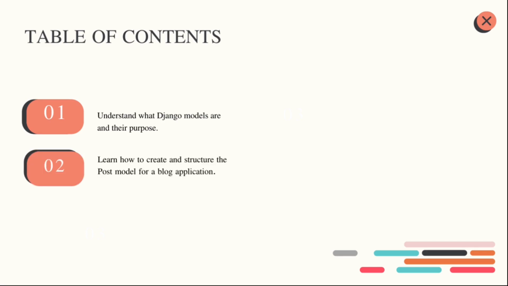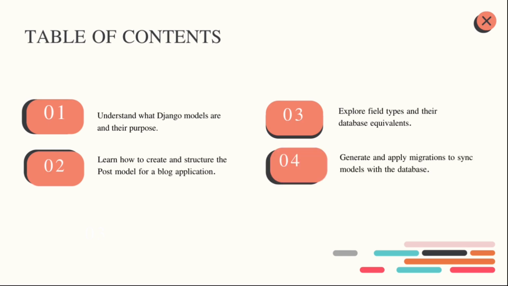Here is what we'll cover in today's session. We'll begin by understanding what a Django model is. Next, we will create and structure the blog post model for our blog application. We will explore common field types like CharField and DateTimeField and learn their database equivalents. Finally, we will synchronize our model with the database using migration.